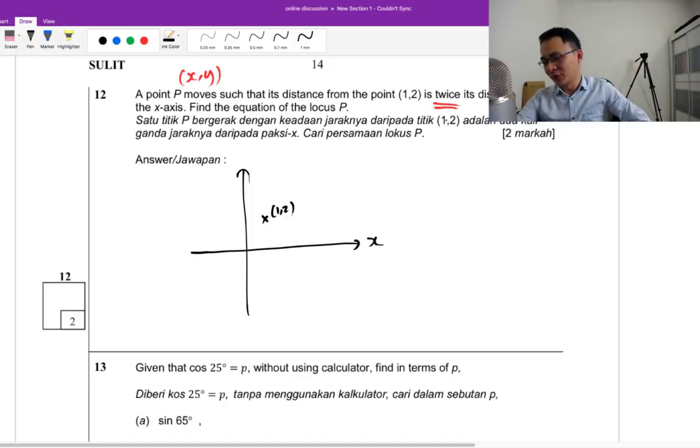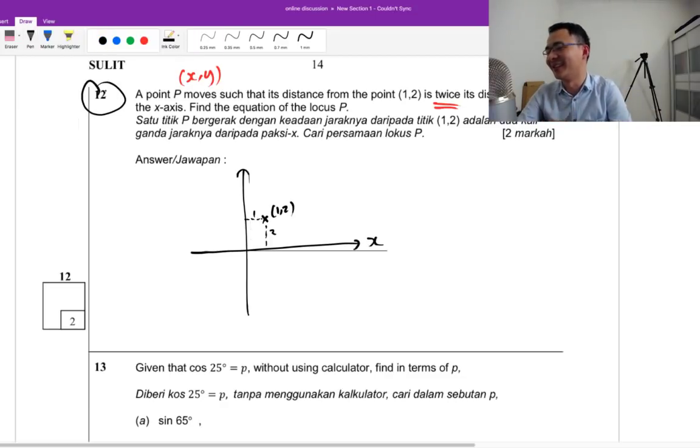How it actually moves is confusing me a bit. Let me see, if this is 1 unit, here will be 2 units. No, this is 2 units, this is 1 unit, right? So yeah, I do not know how to sketch this out. It always will be twice the distance from the x-axis. This one I do not know how to actually sketch the locus.